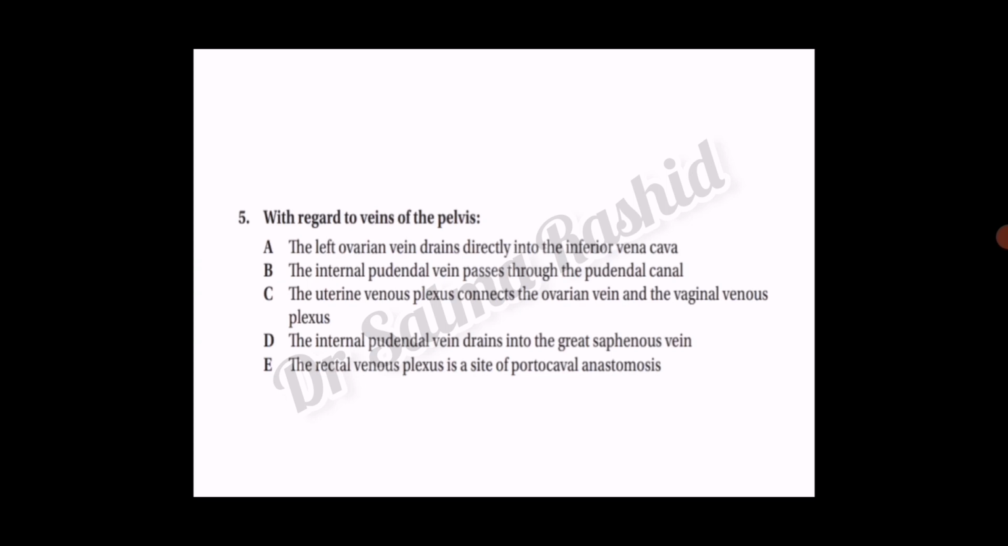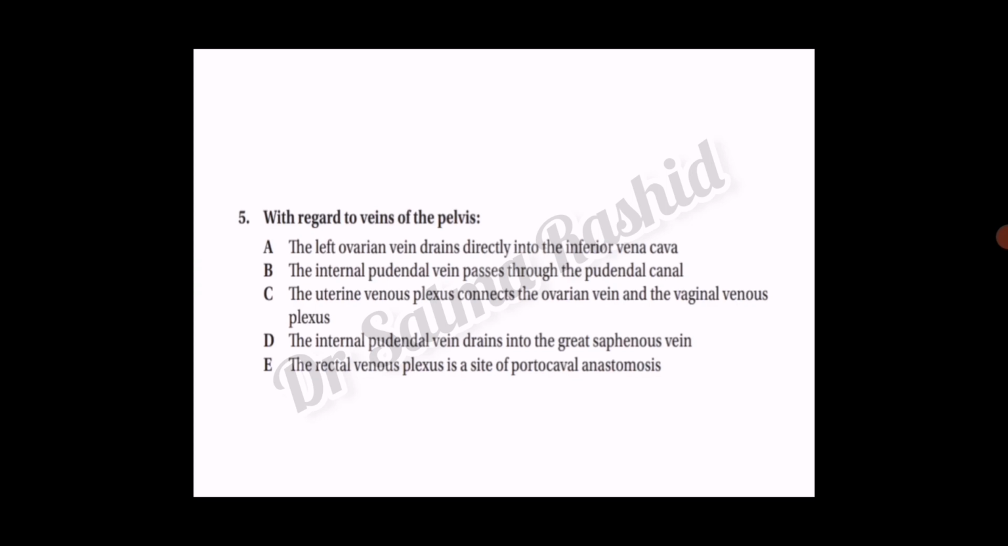The internal pudendal vein drains into the great saphenous vein. As we have discussed previously, the internal pudendal vein drains into the internal iliac vein, so this option is wrong. It is the external pudendal vein which drains into the saphenous vein.